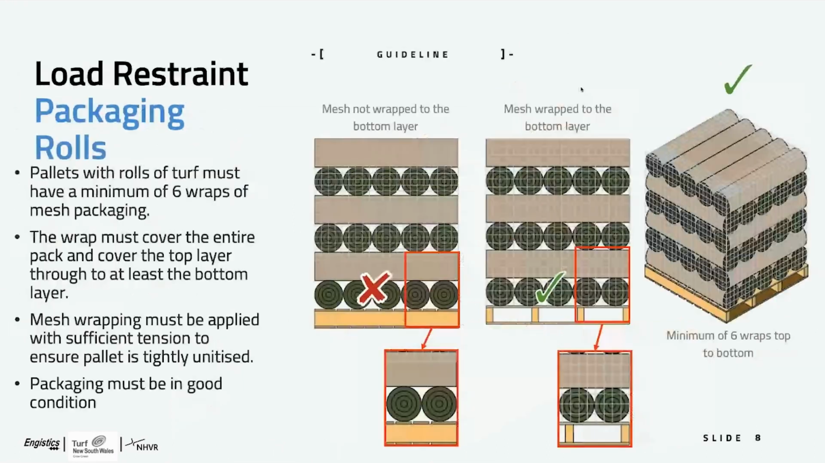Looking at the packaging of our pallets, especially with rolls, we want the pallets to be covered with at least 6 wraps of the turf mesh, covering the entire pallet. This helps unitize the stack as one unit and prevents the bottom layer from rolling. It should be applied with sufficient tension so it's nice and tight, and the packaging should be in good condition without any tears or rips.